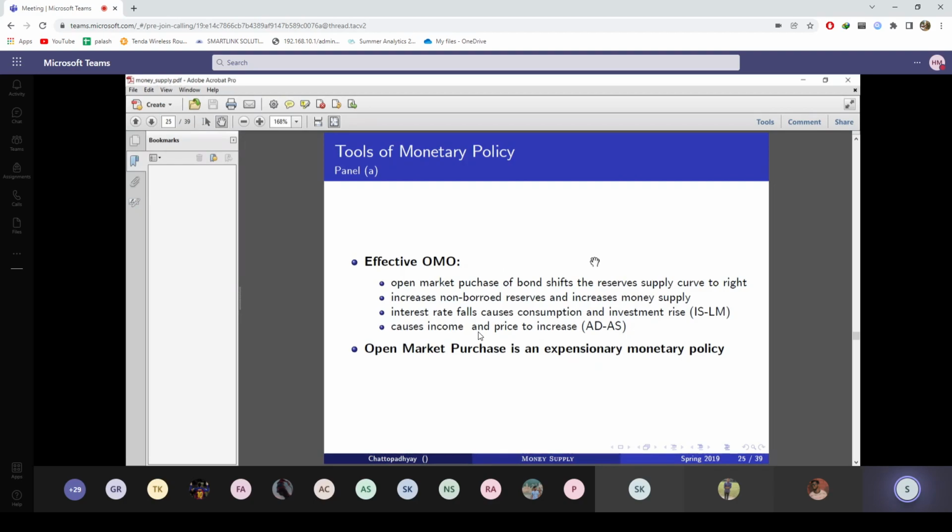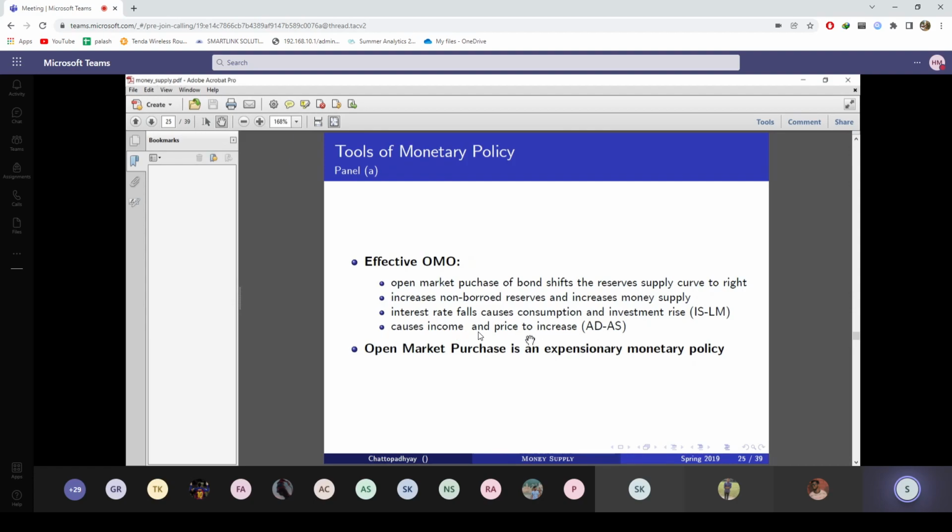The open market purchase of bonds shifts the reserve supply curve to the right. There is an increase in the non-borrowed reserves and an increase in the money supply. The interest rate falls, which causes consumption and investment to rise. That is my IS-LM, because the LM curve is going down and the interest rate falls. Both consumption and investment go up. It causes income and price to increase.